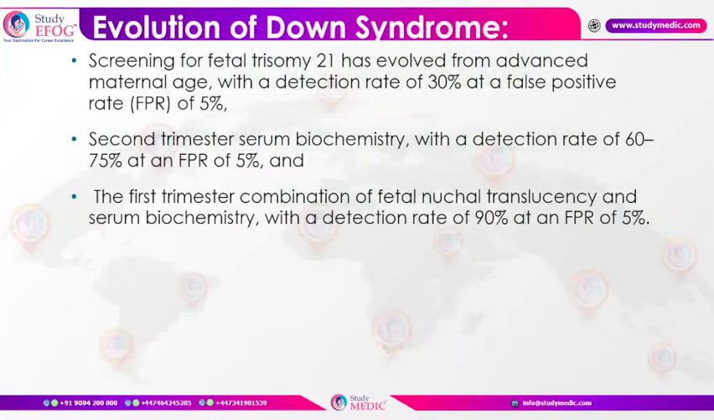Now, let's talk about the evaluation of Down syndrome screening. Screening for fetal trisomy 21 has evolved from advanced maternal age alone, with a detection rate of 30% and a false positive rate of 5%. With second trimester serum biochemistry, the detection rate is 60 to 75% with a false positive rate of 5%. And if you go for the first trimester combined screening, it gives us a 90% detection rate with a false positive rate of 5%.